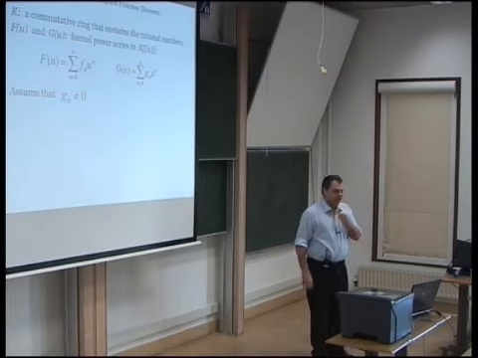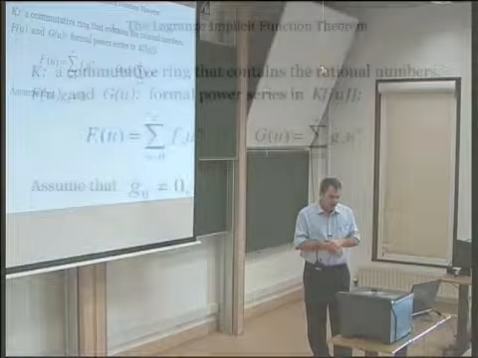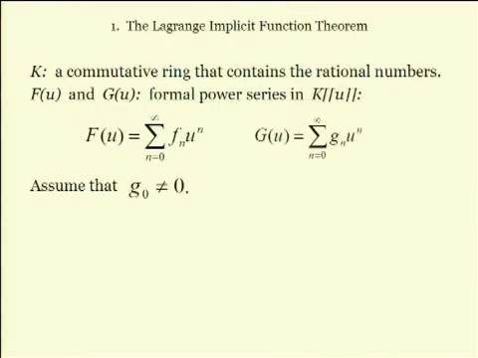So here's the Lagrange implicit function theorem. I've got a commutative ring K of coefficients, and you have to assume that it contains the rational numbers. I've got two formal power series, F of u and G of u, and they have the form given there. That's just a generic form of a formal power series in the indeterminate u, and K double brackets u is the ring of formal power series. So these are power series with no convergence criteria on them whatsoever. You assume that the constant term of G is non-zero, just because if it's 0, the whole situation is trivial.